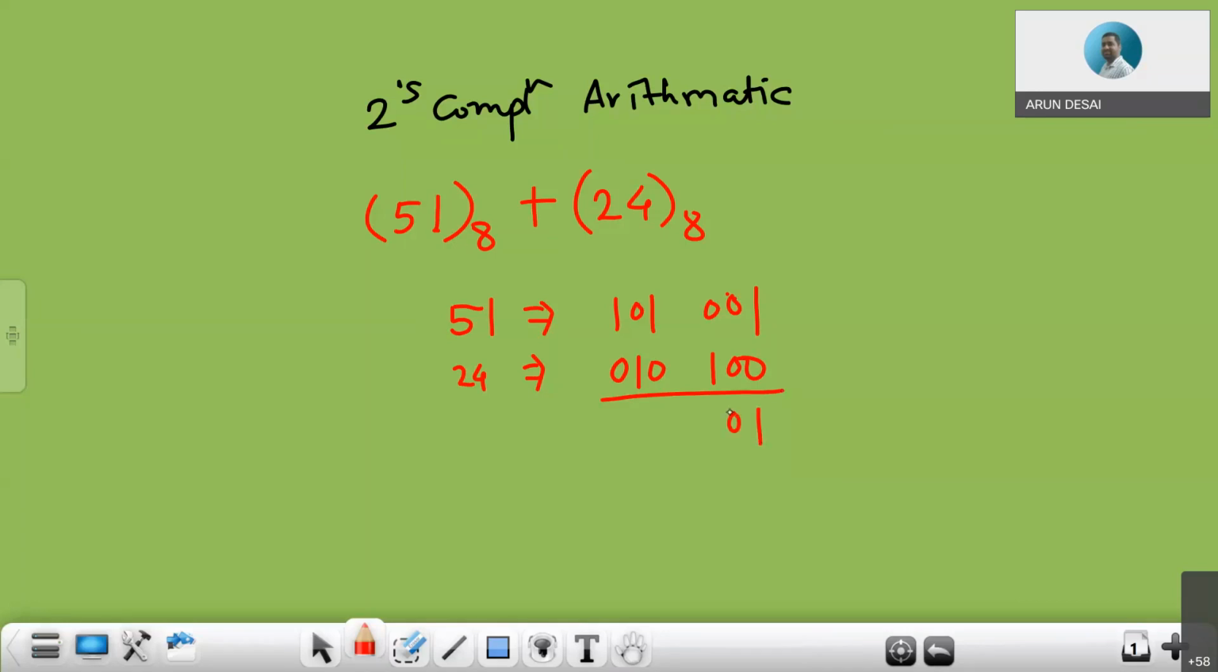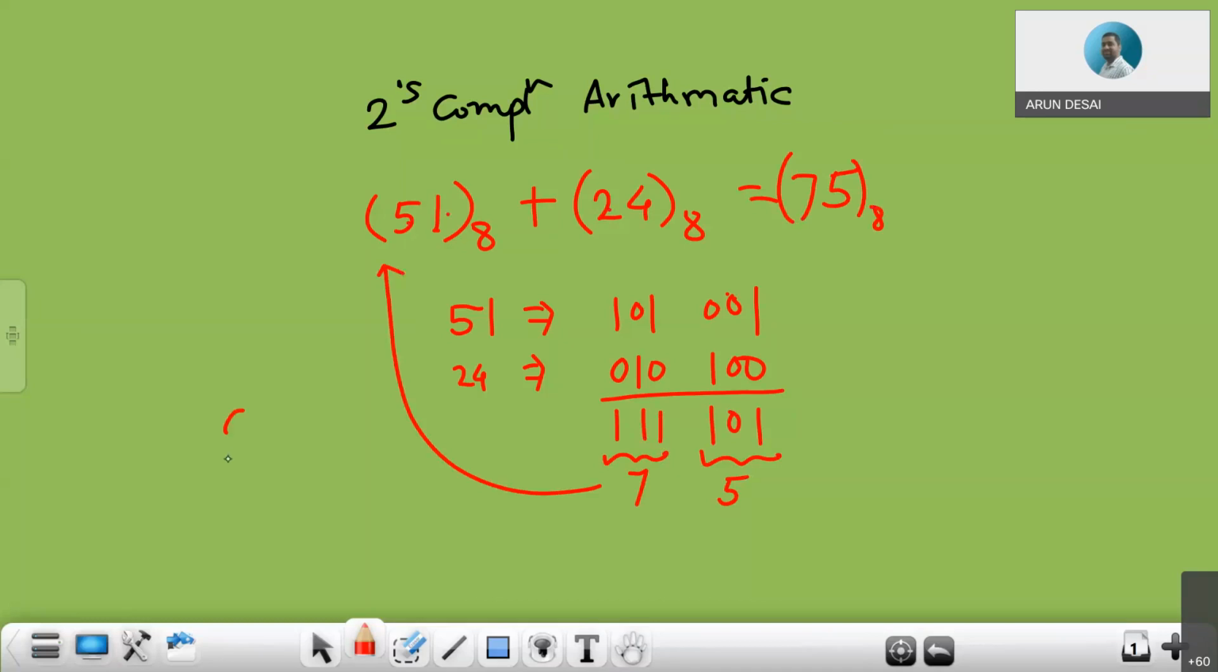Add those numbers, 101 and 11, right? So this is 7 and this is 5, right? 75. This is what I thought. Yes, yes. So this is how you add the numbers.